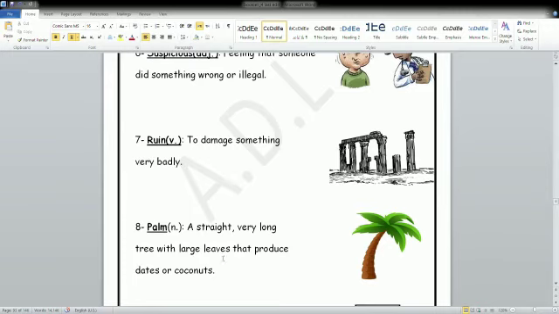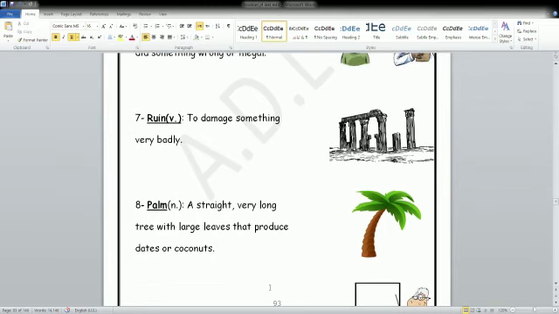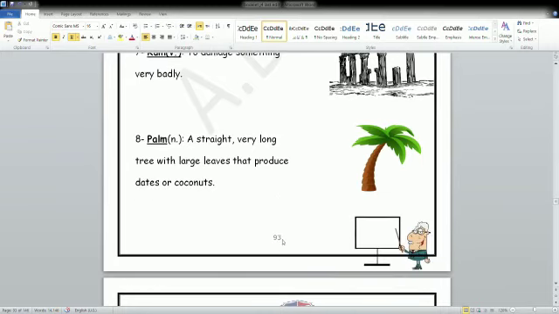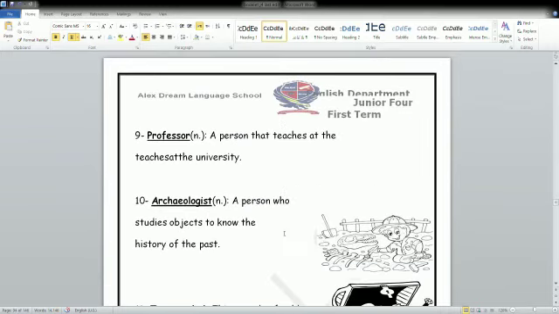Palm, as you see in the picture, it's a tree, but it's a straight, very long tree with large leaves that produce dates or coconuts. We can get them from a palm, and the L is silent. Professor is the person who teaches at the university. In school he's a teacher, of course, but at the university he's a professor.